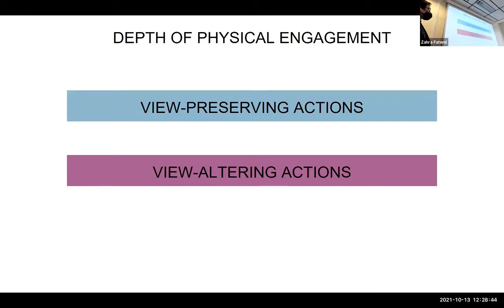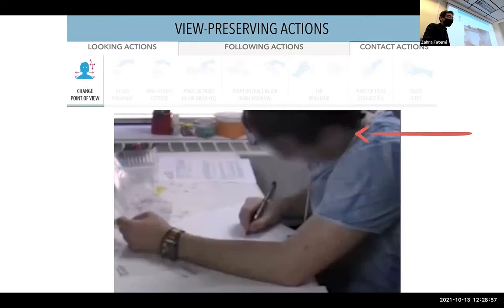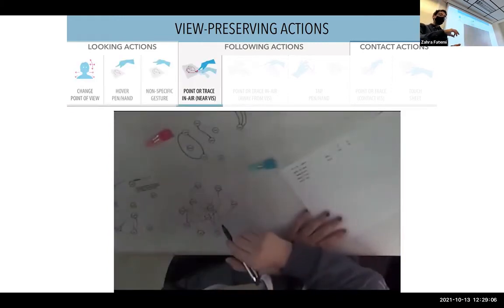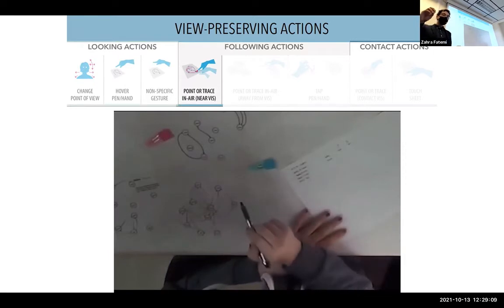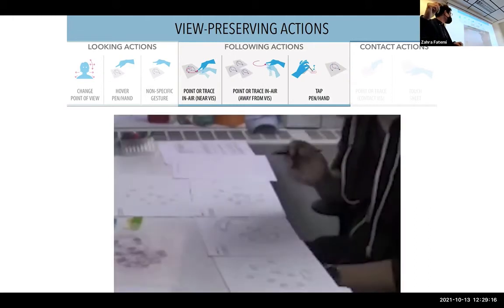We found two main categories of actions: the ones where you don't change the visualization, and the ones where you actually do change the visualization. So here are a few examples that show a bit the extent of this physical engagement spectrum. You have looking actions, where anytime someone just changes their point of view by looking elsewhere. Following actions, when you reference the visualization but without making contact, like tracing in the air, or if you tap the pen as if you are counting.